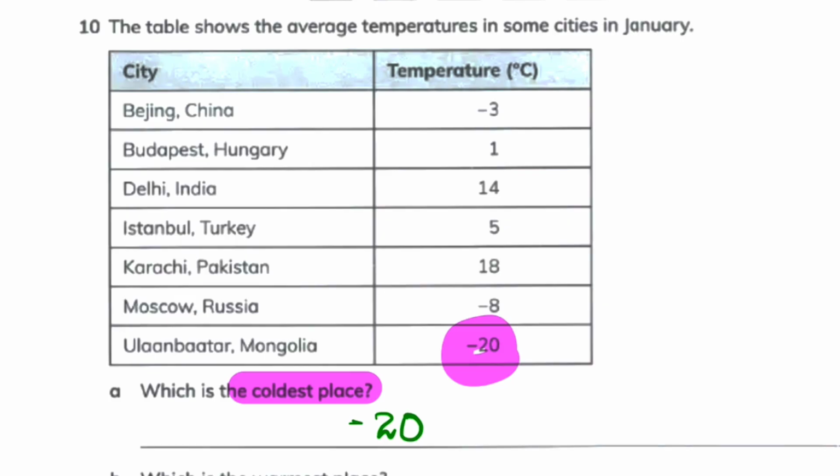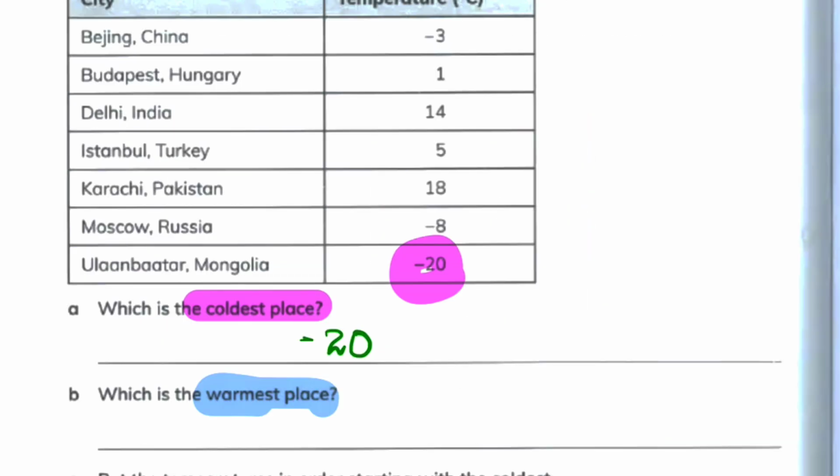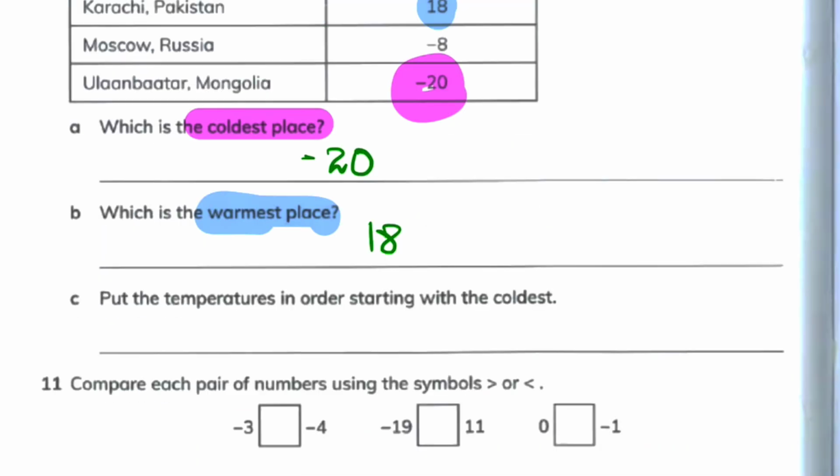They are asking about the name of the place, so please write the name of the place. Which is the warmest place? So the biggest positive number is 18, so I can write Karachi, Pakistan is the warmest place. In part C, we have to order these temperatures, so let's do it.